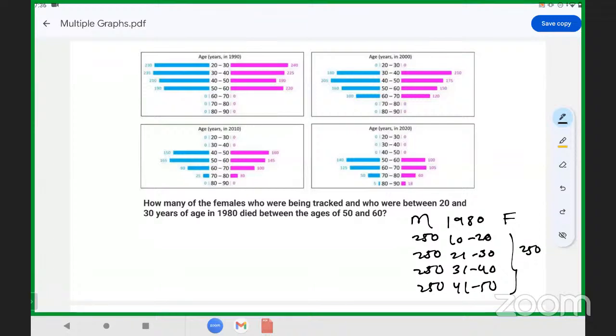How many of the females who were being tracked, who were between the ages of 20 and 30 in 1980, died between the ages of 50 and 60? So if they were 20 to 30 in 1980, in 1990 they were 30 to 40. Again a 10 year increase, they will become 40 to 50. Again 10 years, they will become 50 to 60. And again 10 years, they will become 60 to 70. So they died in the ages of 50 and 60.